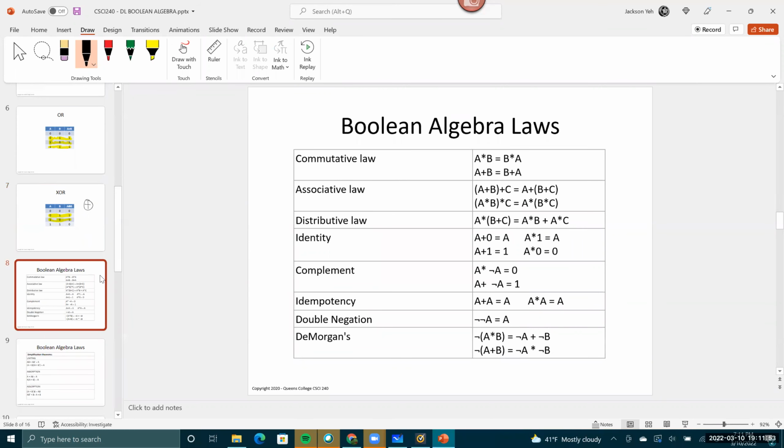All right, so we mentioned that we use algebra to represent the and, or, and variables. So these are some of the laws that apply, but these aren't all algebra laws. These are Boolean algebra laws. So it builds on top of it.